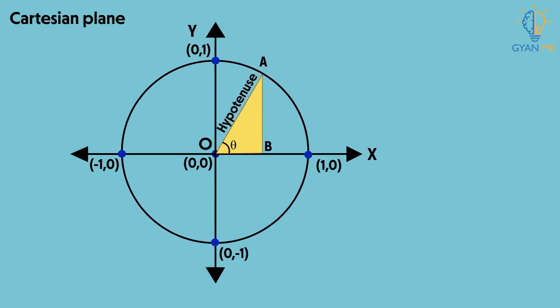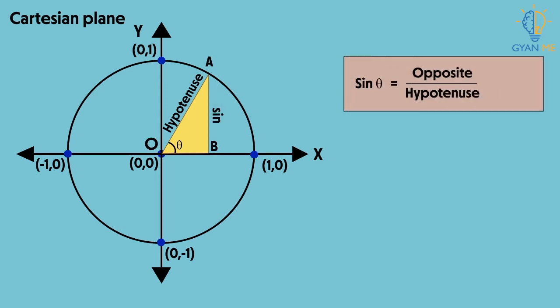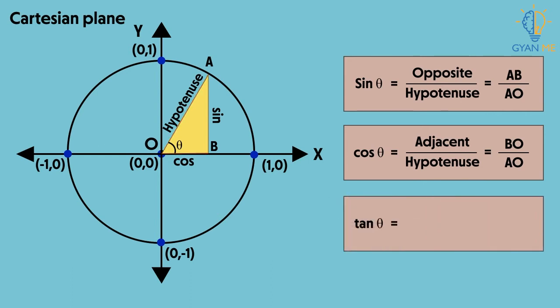Now let's write our three ratios here for this triangle and this reference angle theta. So we have sin theta as opposite upon hypotenuse, that is AB upon AO. Cos theta as BO upon AO, as BO is the adjacent side. Tan theta, which is nothing but opposite upon adjacent, as AB upon BO.